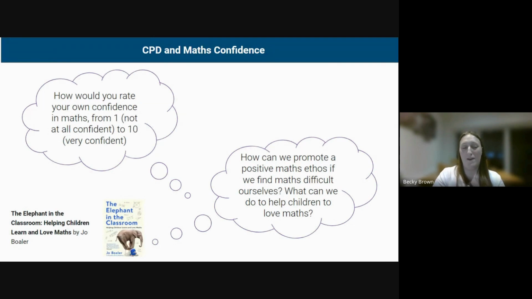And if you do happen to have some free reading time, I've just shared with you my favourite maths book by the wonderful Jo Bowler. And if you are a Twitter person, you can follow her, she's fabulous. It's all about helping children learn and love maths.